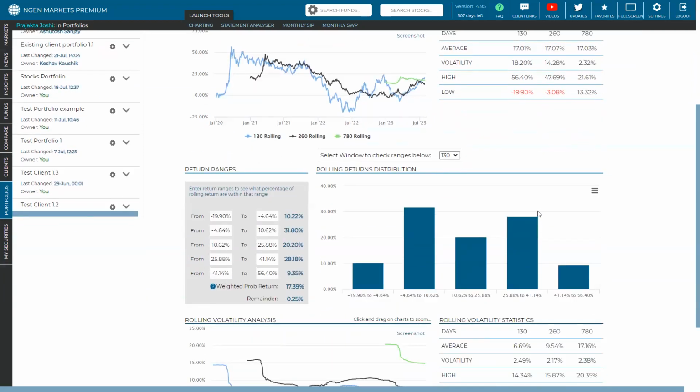Next, we have rolling returns distributions. Now, this becomes crucial to actually understand how much is the client's target return range, and does this particular portfolio of the client meet the client's target return range? And if it does, how much percent of the times? Very, very crucial analysis. How can this be done?